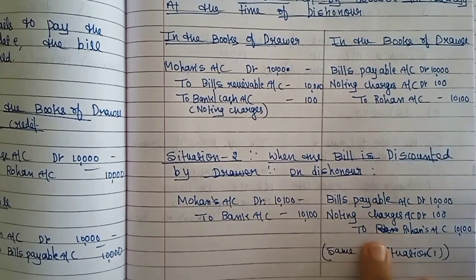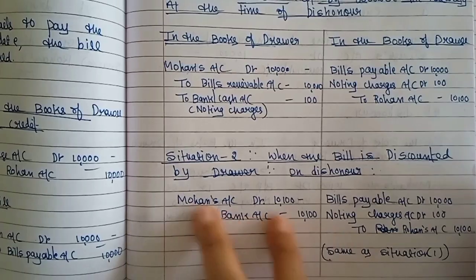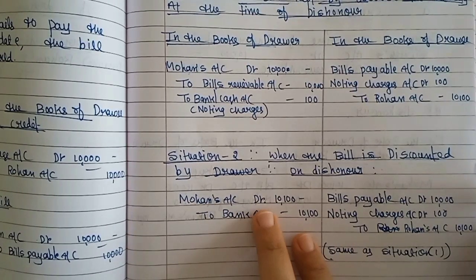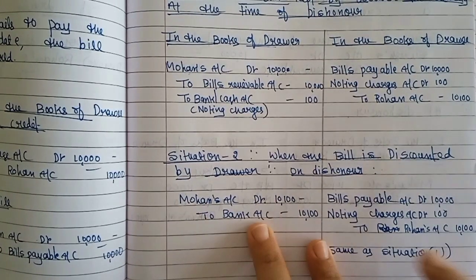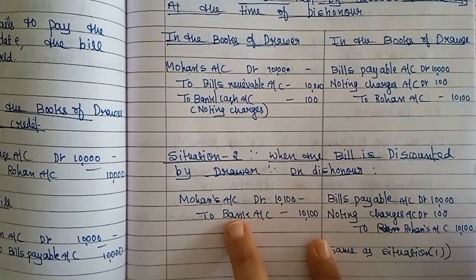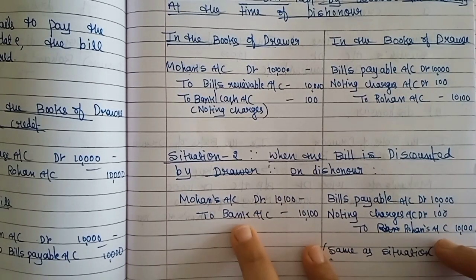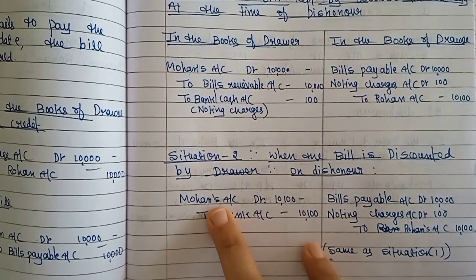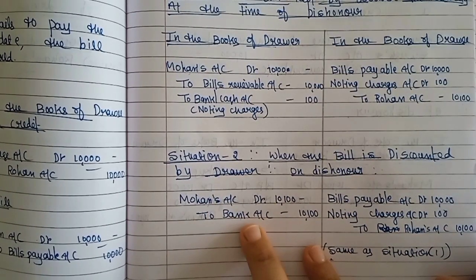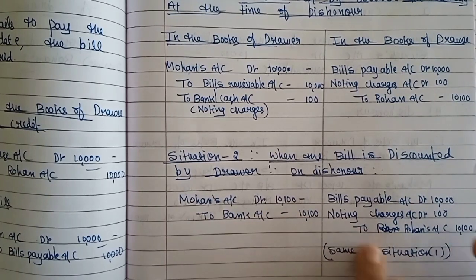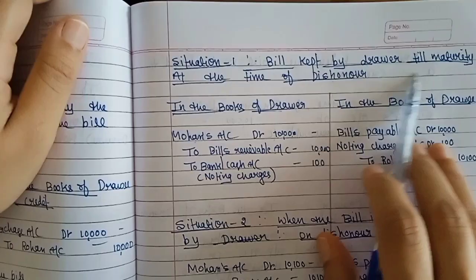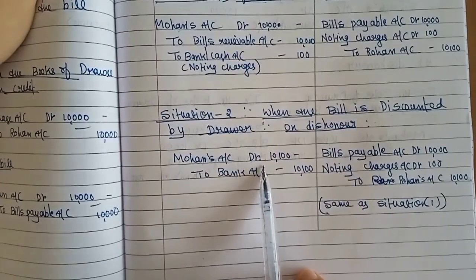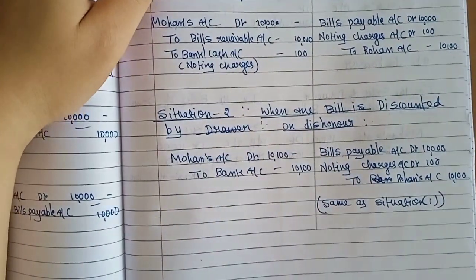So this is the case of discounting. In case of discounting, in the books of drawer, Mohan's account debtor to bank account. Now here the drawer is responsible to the bank. He has to pay the amount, so we need to credit bank account, and Mohan again becomes the debtor. He has to repay everything, so debit Mohan's account. And in the books of drawee, same as situation 1. So situation first is the bill kept by drawer till maturity, and second is the bill discounted by drawer.